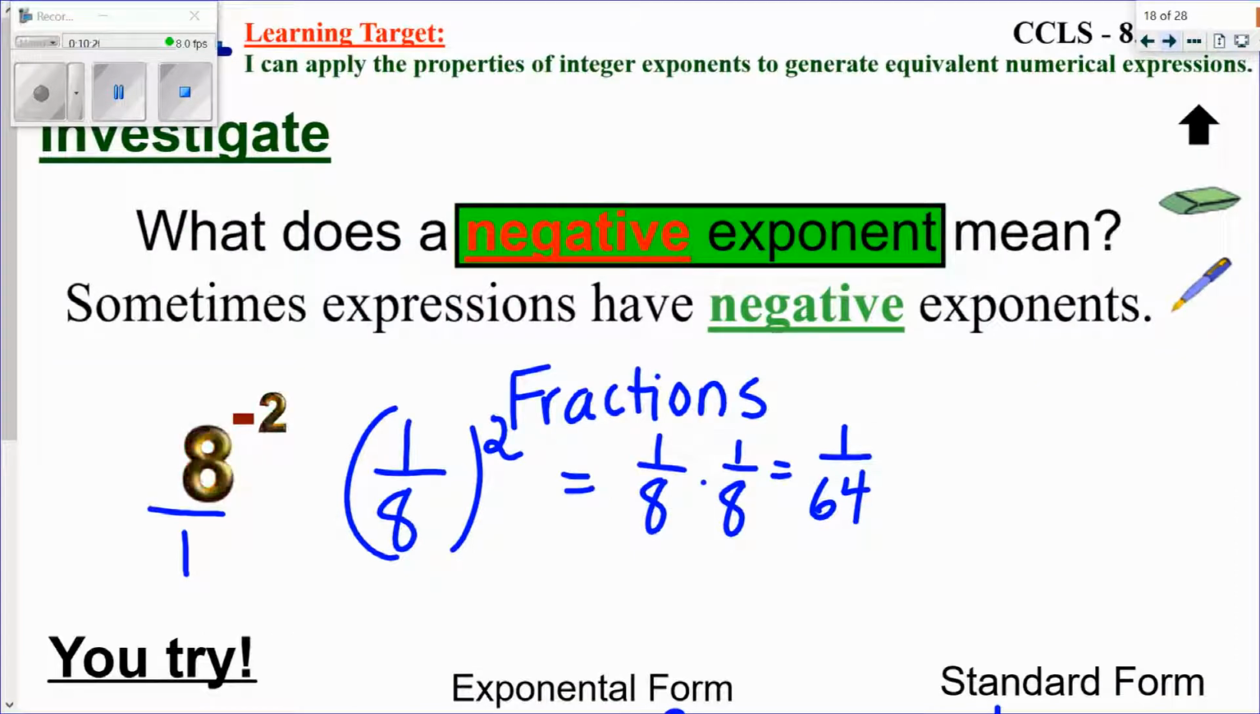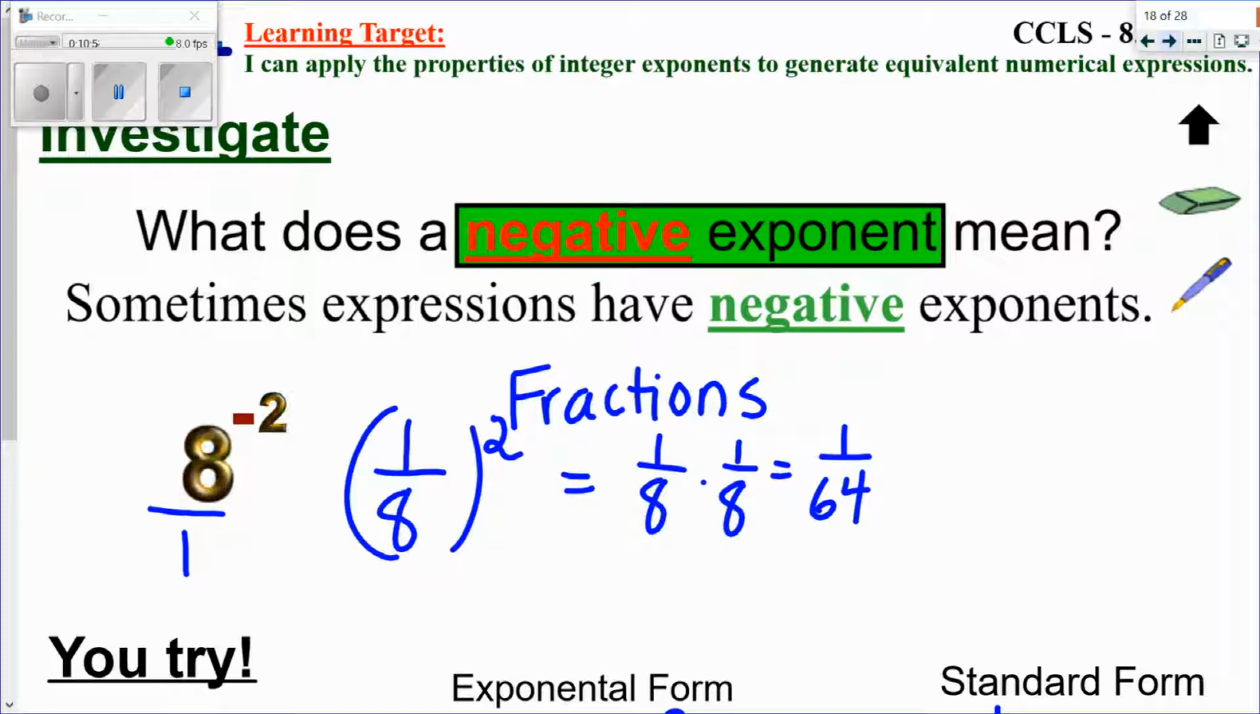What does a negative exponent mean? Sometimes expressions have negative exponents. 8 to the negative 2, the base is 8. You put it over 1. You do its reciprocal, which becomes 1 over 8, and make the exponent positive. So a negative exponent means fraction. So again, put it over 1. So now it's 8 over 1, its reciprocal is 1/8. The negative 2 becomes positive 2, and then it's 1/8 times 1/8 equals 1/64.